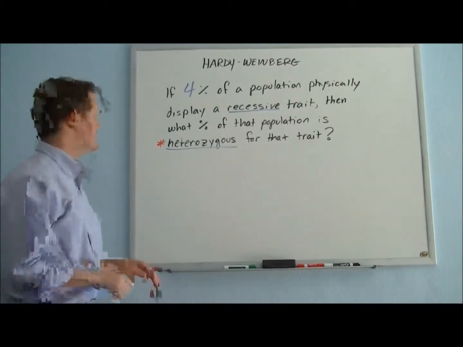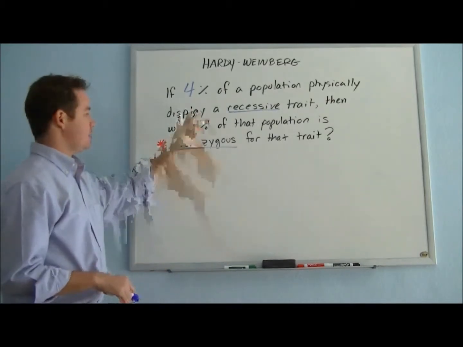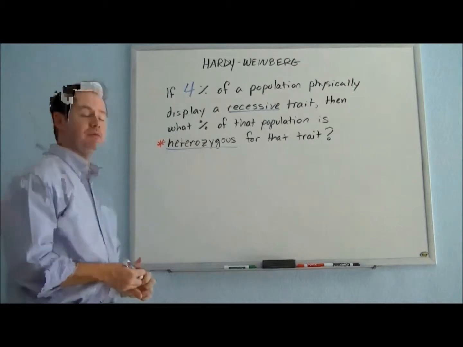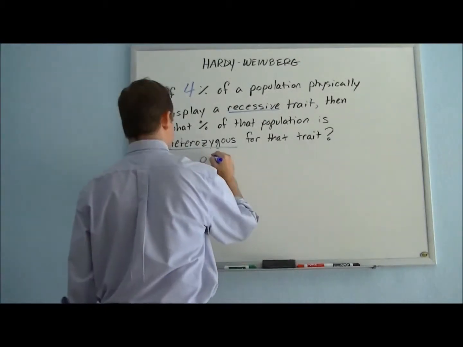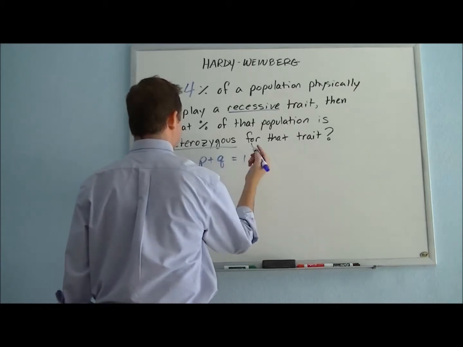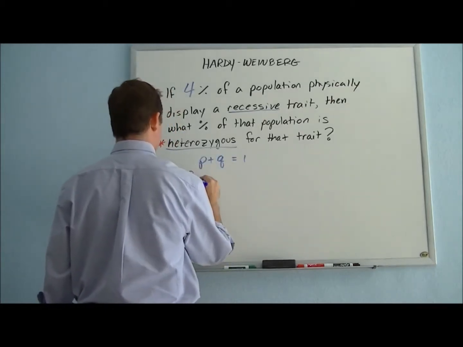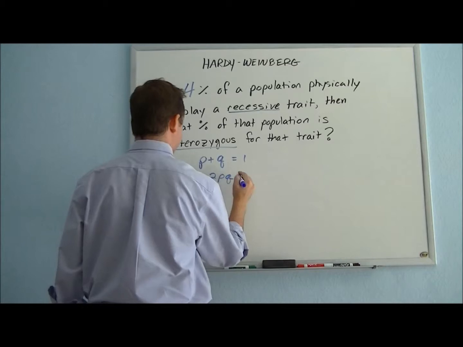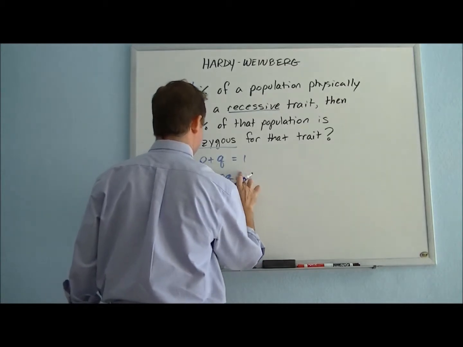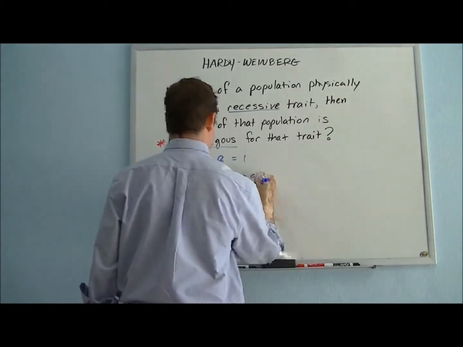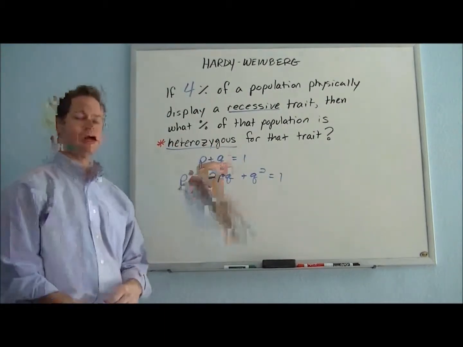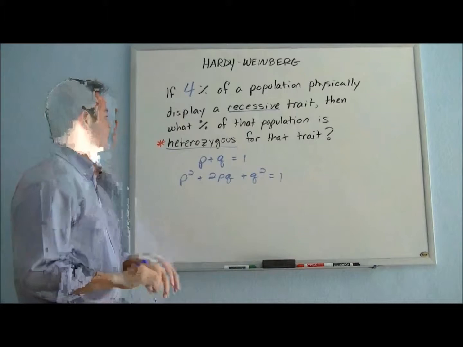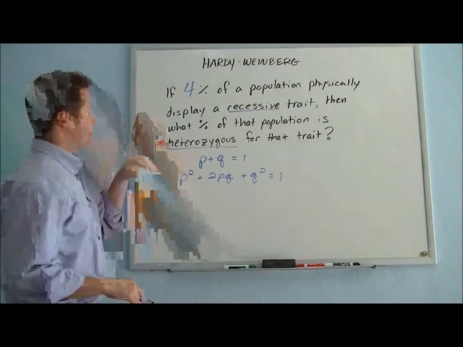But if you would like to go ahead and try out this question, we're going to assume that we already know our two Hardy-Weinberg equations that we need for this, which are p plus q equals 1 and p squared plus 2pq plus q squared equals 1. So these are our two Hardy-Weinberg equations that we would need to use to answer a question like this.